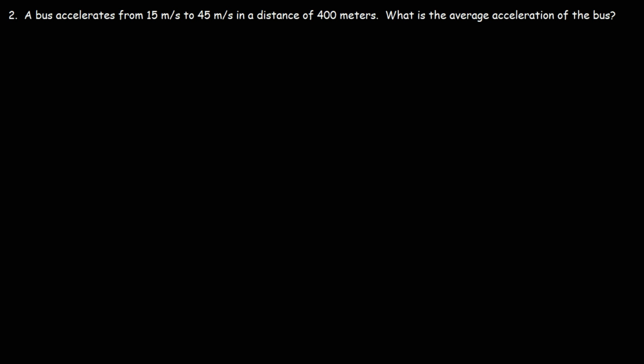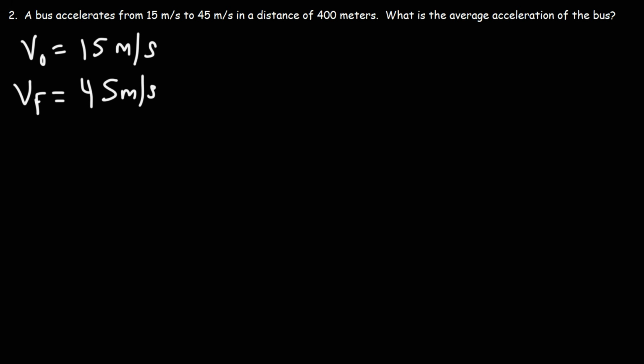Let's try this problem. A bus accelerates from 15 meters per second to 45 meters per second in a distance of 400 meters. What is the average acceleration of the bus? So let's write down what we know. We have the initial velocity and the final velocity. Let's assume that the bus is accelerating in an eastward direction. The distance is 400 meters. So if it's moving in one direction, the displacement will also be 400 meters if the bus doesn't change direction. So we're assuming it's moving only in one direction.